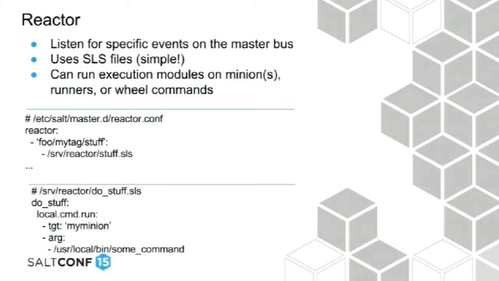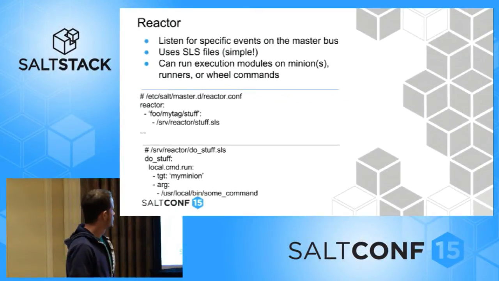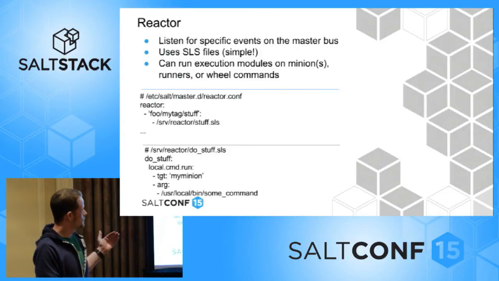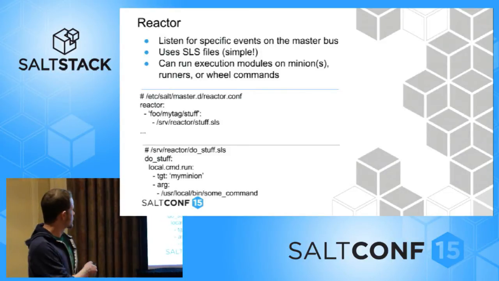To use the reactor, you've got to have sort of like a top file. It can go straight in your master config. I think a more common use is to make a separate reactor.conf file and put it in your master.d directory. And it's real simple. You just have the reactor key, and then you have a list of all the tags that you care about. All right, so this is an example of a tag that I care about. Foo, my tags, stuff. Again, you can have hierarchical namespacing, so do that. And what this is saying, it's telling the master daemon that if we get an event that has this tag, then go run this reactor SLS file.